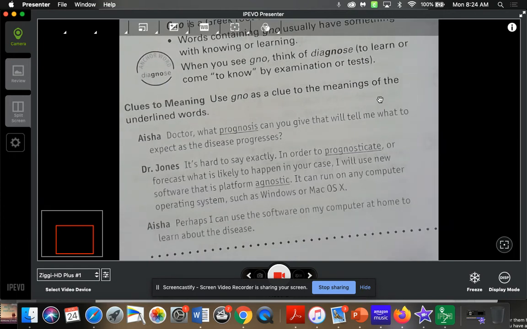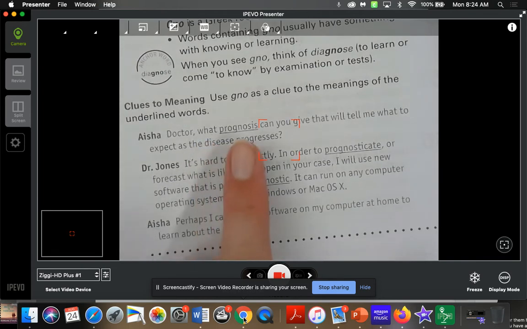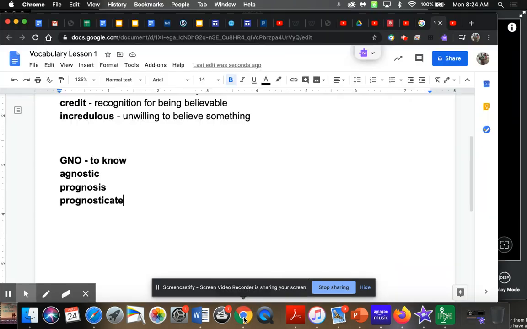Perfect. Thank you guys so much. So again, you see those 3 underlined words, you know it has something to do with knowing. So the first one that we're going to define is prognosis. Can you tell me what prognosis is as the disease progresses? So prognosis is like knowing before. Like what prediction can you give to me. Knowing before, or a prediction of what's going to happen later.